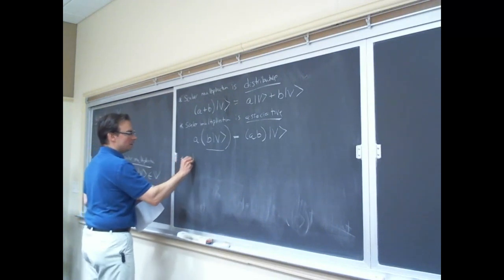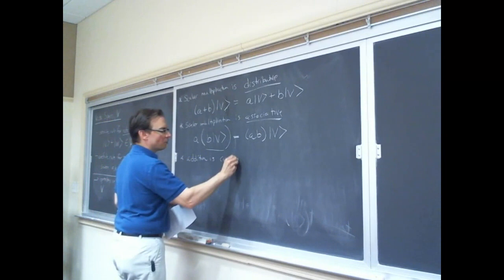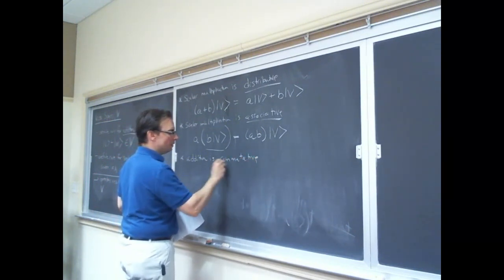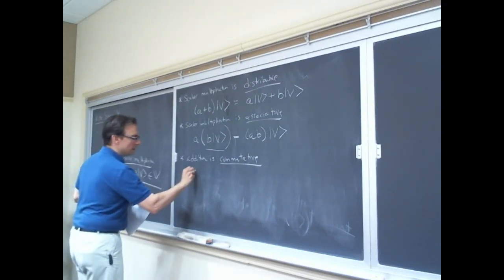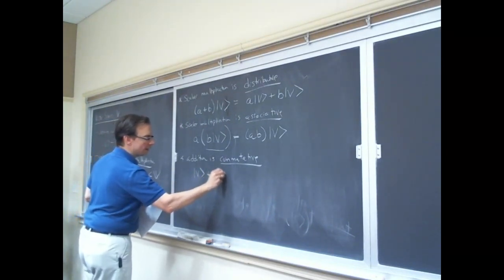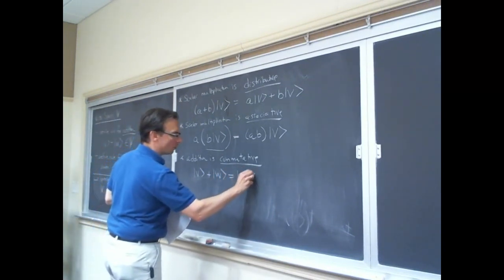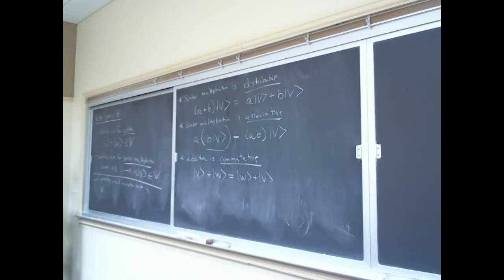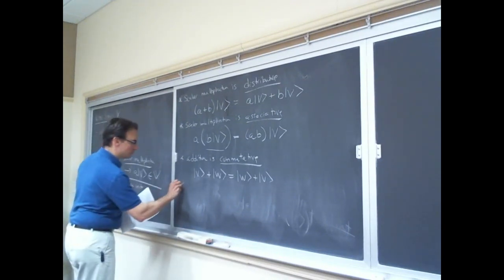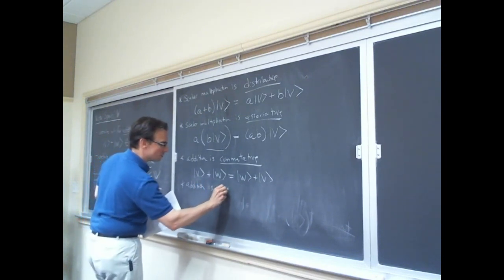Addition of vectors is commutative. Very simply, if I have ket v and ket w added together, this will be the same as if I swap the order of addition. Nothing changes. You get the same vector Z, let's say, from that addition. Surprise, surprise. Addition is associative.